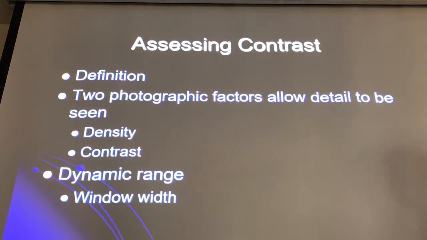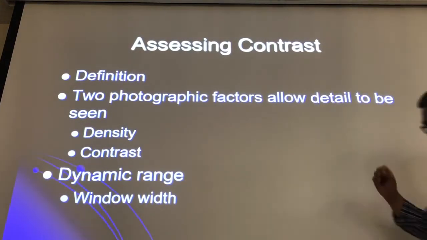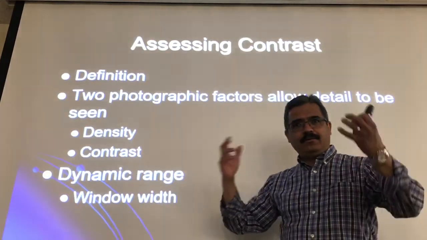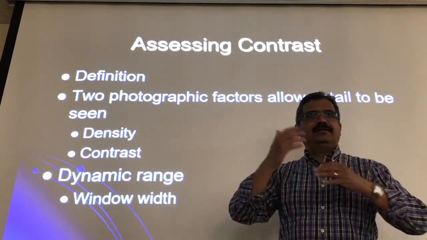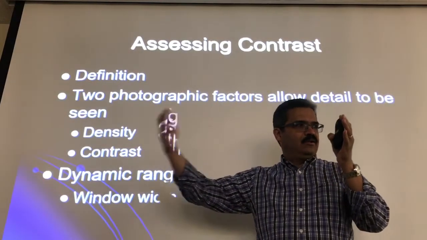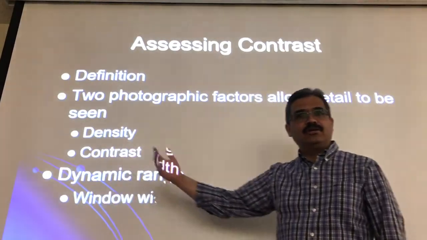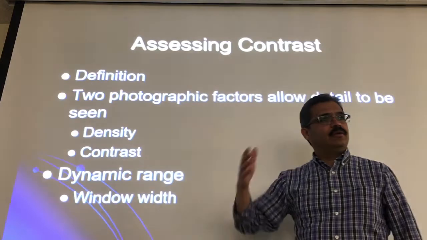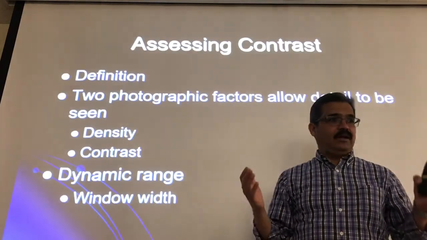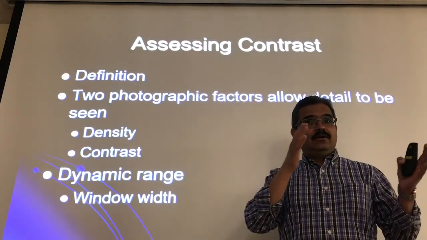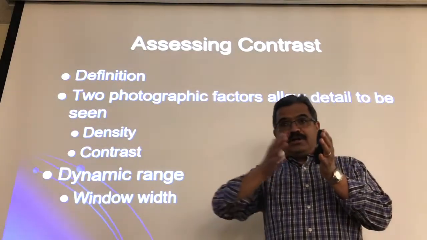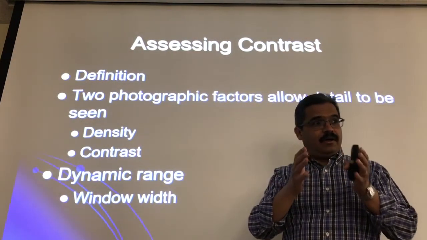All right, so dynamic range. When we think of contrast, we think of a dynamic range. Dynamic range means that it is actively changing, or could possibly actively change. Why do we say that? Because contrast does change depending on your technical factors, right? You can have more shades of gray or less shades of gray.